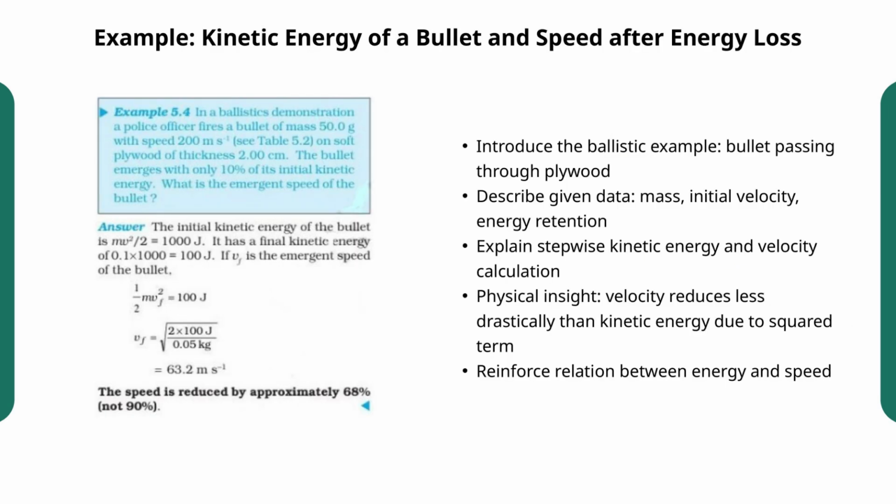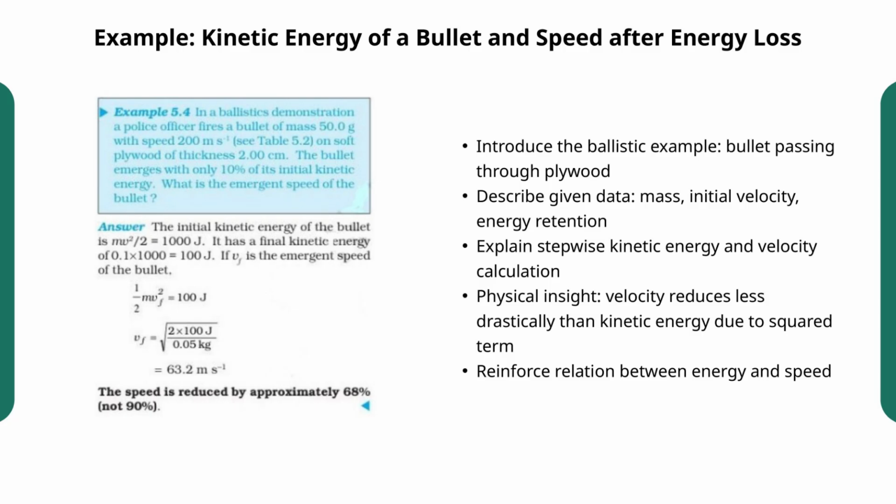Let's apply kinetic energy concepts to a practical example involving a bullet. The bullet weighs 50 grams, or 0.05 kilograms, and initially travels at 200 meters per second. It passes through 2 centimeters of plywood, losing 90% of its kinetic energy, but retaining 10%. First, we calculate initial kinetic energy. Half times mass times velocity squared equals 0.025 times 40,000, giving 1,000 joules. The bullet keeps only 100 joules after passing through, so its final kinetic energy is 100 joules.